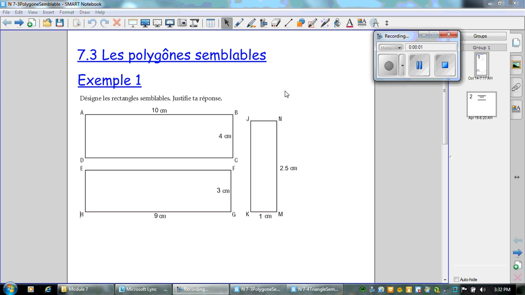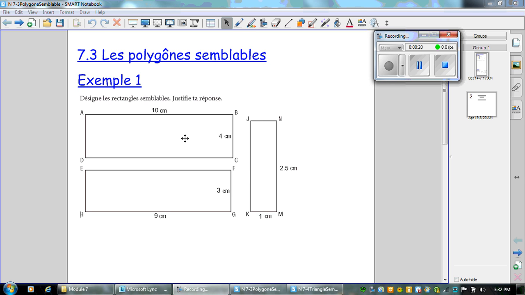We'll be talking about similar polygons. So here we have three rectangles. We need to find out which two of the three are similar. To do that, you need to find the ratio, the enlargement factor, between the two similar rectangles. And it has to be the same factor between similar sides.